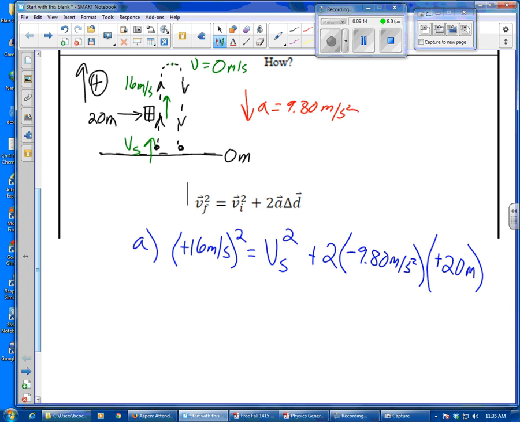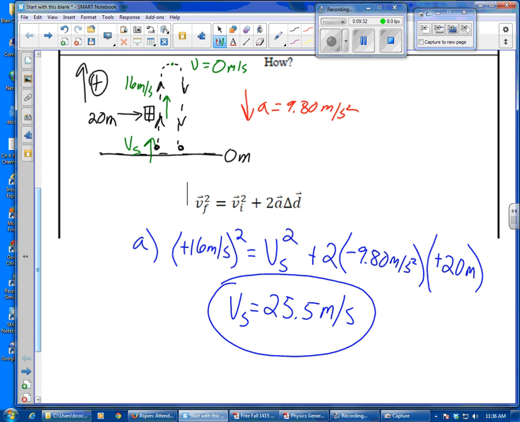So now I just solved that, and I end up with 25.5 meters per second, the velocity it started with. Moving on to part B.